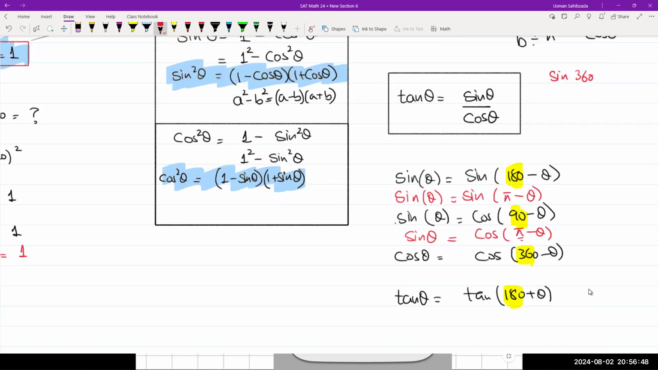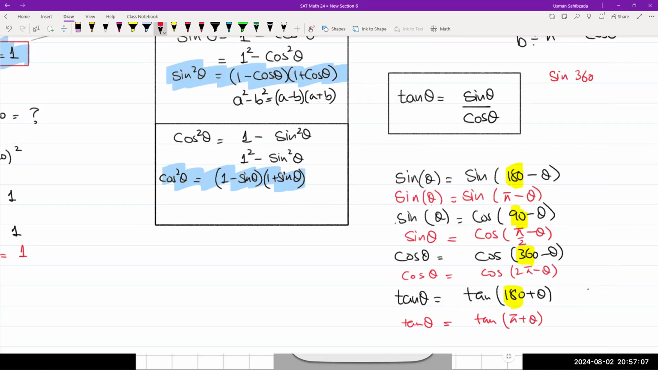Similarly, cos 90 is pi by 2. So sine theta is cos of pi by 2 minus theta. Isi tarah cos theta is the same as cos of 2 pi minus theta. Isi tarah tan theta is the same as tan of pi plus theta.